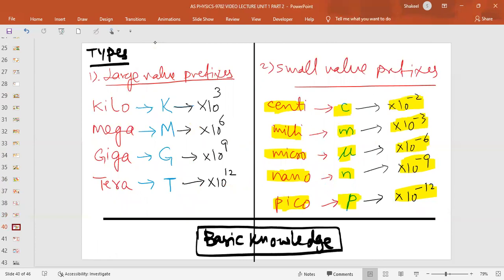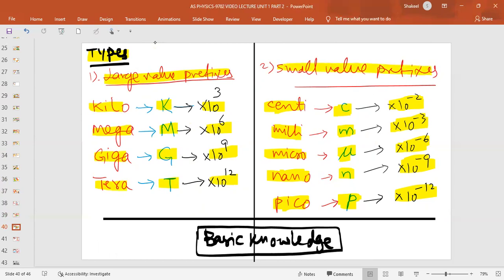So there are two types of prefixes. One is large value prefixes, which are kilo, K, 10 power 3; mega, capital M, 10 power 6; giga, capital G, 10 power 9; tera, capital T, which is 10 power 12.